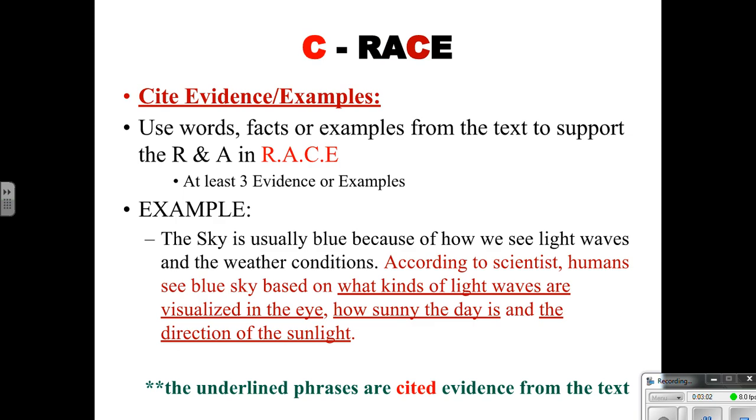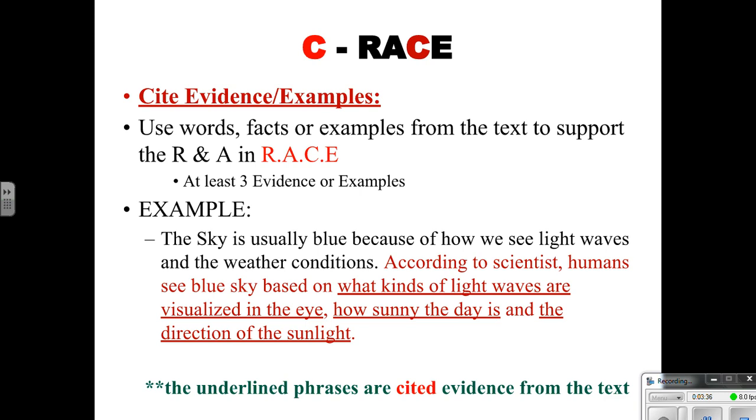Next thing you want to do is cite. Cite stands for cite evidence or examples. This is the most important part of the RACE concept. In citing evidence or examples, you want to use words, facts, and examples from the text that support your R and your A. Typically, you want to use at least 3. In RACE GAPs, you're always going to use 3. When you take the actual state exam, it will only ask for 1, maybe 2, depending on the question.